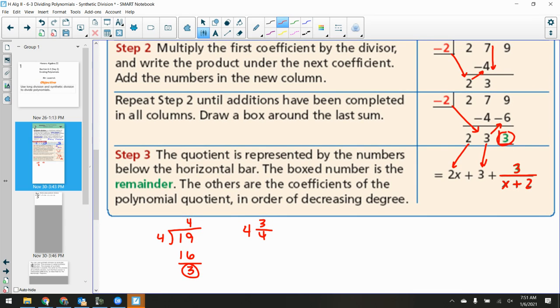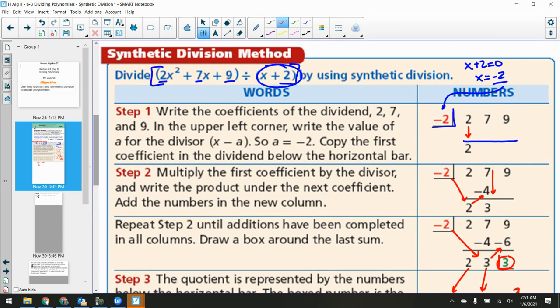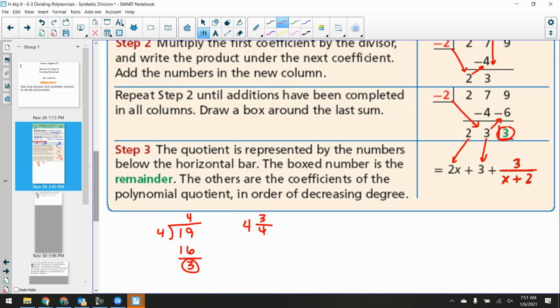Now why did we know to start with an x? Well, we started with an x squared in what we were dividing, right? So all you do is just kick the power down 1, and that's what you start with. So instead of an x squared, we start with an x with our coefficients, so that's why we had a 2x. And then the 3 was the constant, and then the other 3 was the remainder.